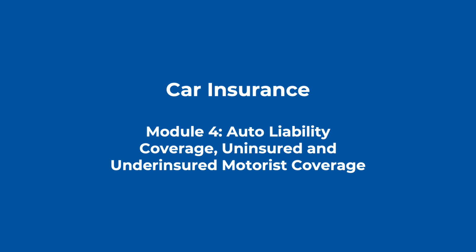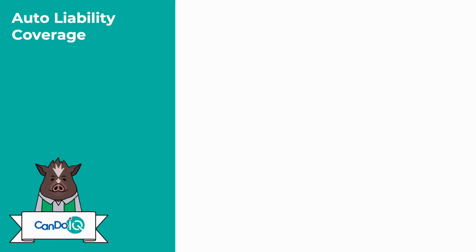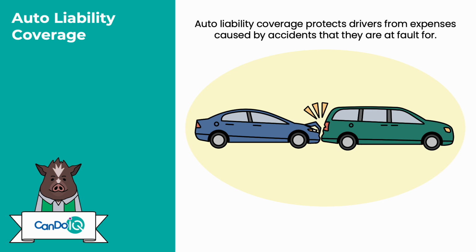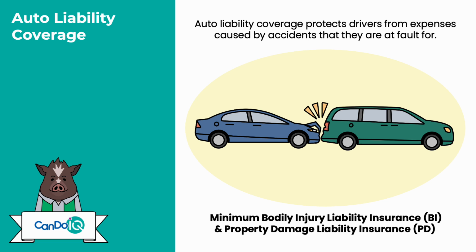Welcome to Car Insurance Module 4, Auto Liability Coverage, Uninsured, and Underinsured Motorist Coverage. At the very least, most states require their motorists to have liability insurance. The definition of liability is the state of being responsible for something, especially by law. So, auto liability coverage protects drivers from expenses caused by accidents that they are at fault for. There are two types: minimum bodily injury, or BI, liability insurance, and property damage, or PD, liability insurance.